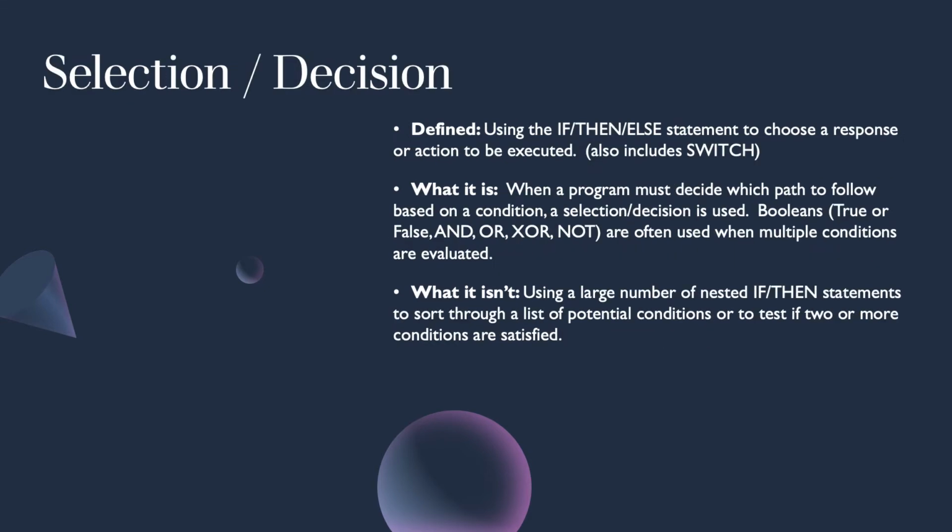Selection decision. It is using the if-then-else statement to choose a response or action to be executed. Also includes this thing called switch that you can't do in Scratch. What it is: when a program has to decide which way it's going to go, use true, false, that's that Boolean stuff, and, or, XORs and nots. What it isn't is when you keep using if then, if then, if then, if then, instead of putting them together in like if-then-elses.